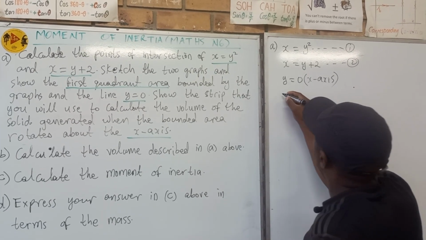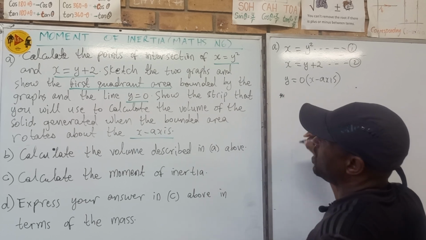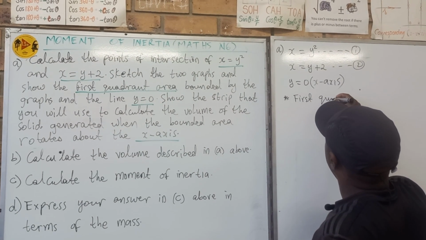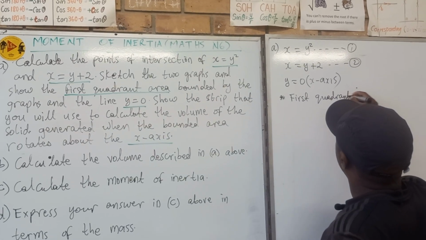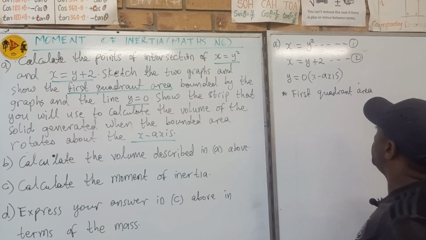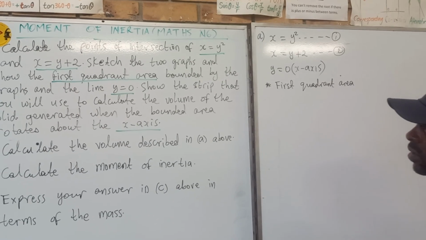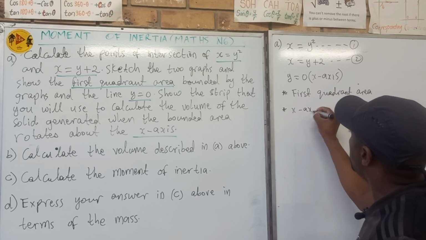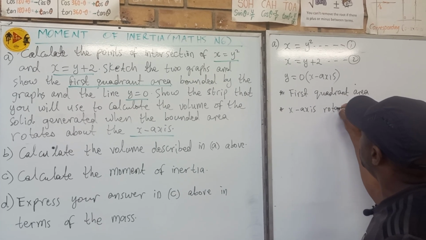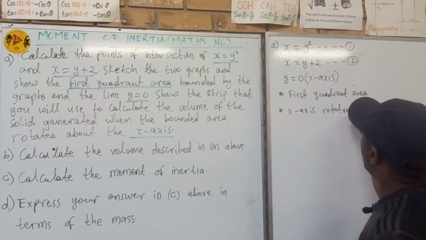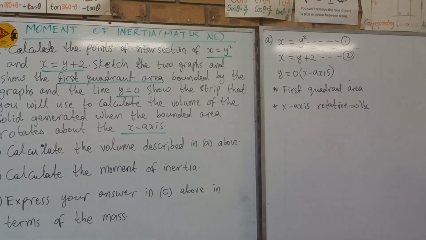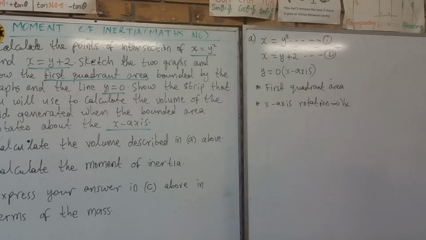Then the other important pieces of information I've seen is that they are insisting on first quadrant area. So that is where you are putting your strip and shading that portion. And finally, they are also insisting on x-axis rotation, which tells you how your formula for volume starts. So guys, that's the important piece of information.